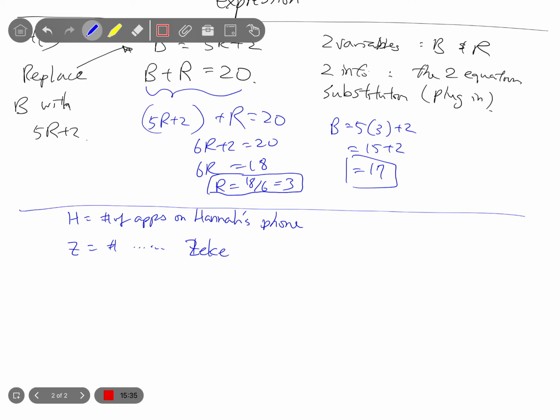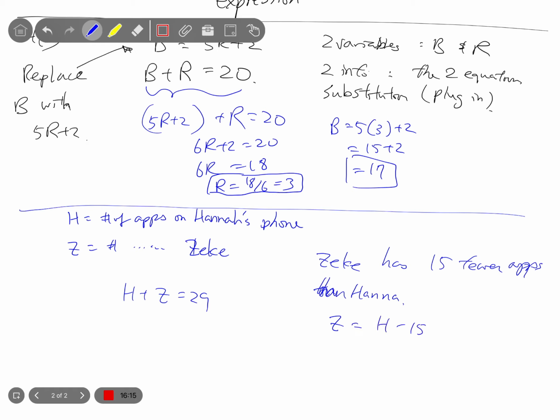Okay. And also in this case, a very quick thing, it says the total number of apps is 29. So this means H plus Z is 29, because the total number of apps is 29. And the other information is this. Zeke has 15 fewer apps than Hannah. So this means Z equals H minus 15.